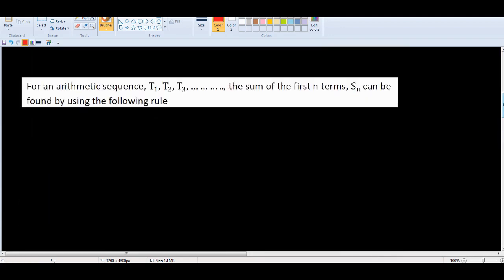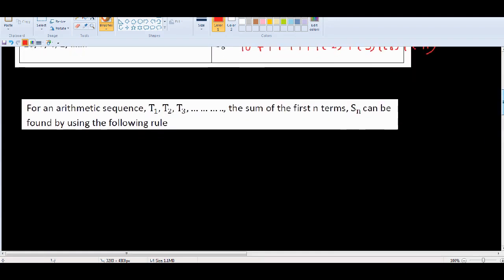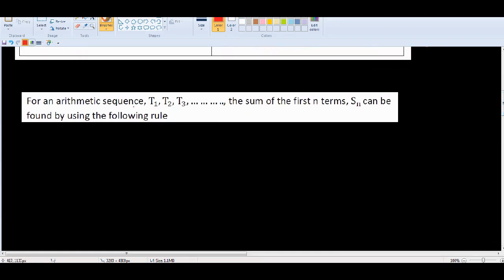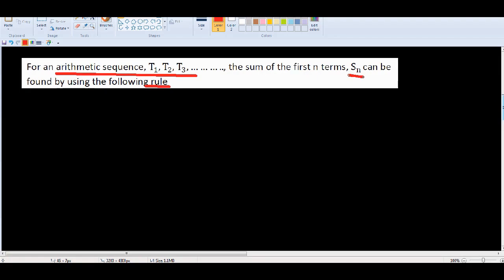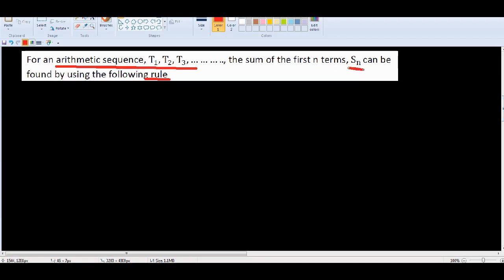So for an arithmetic sequence, AS, can we find any general rule for finding Sn? Actually there is a general rule for Sn, but I'm going to explain to you why we have such a general rule.